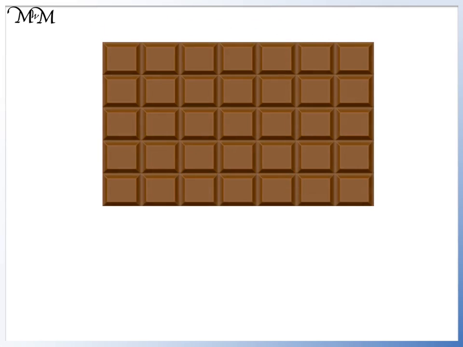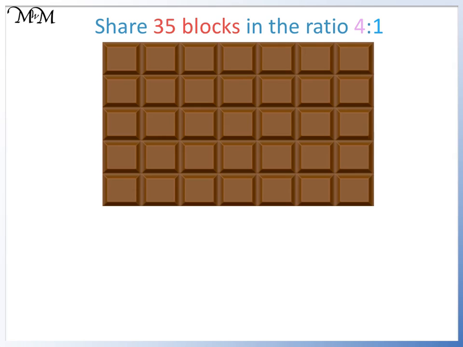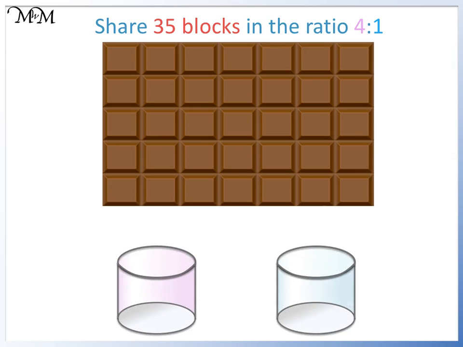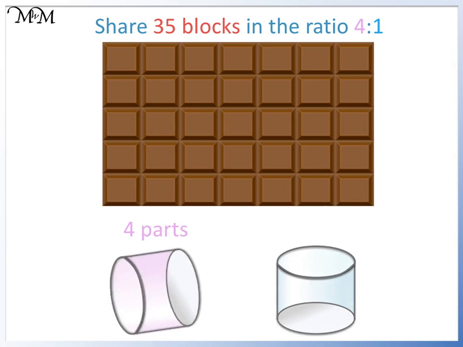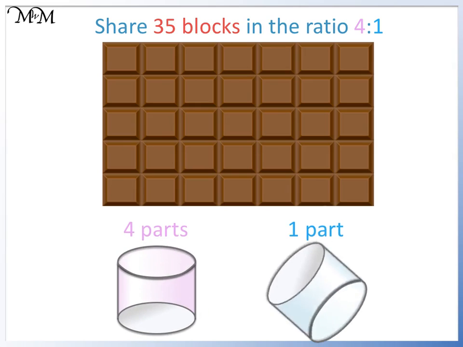Here we have the same 35 block bar of chocolate. We want to share it in the ratio 4:1. For every 4 parts we place in the pink pot, we place 1 part in the blue pot.